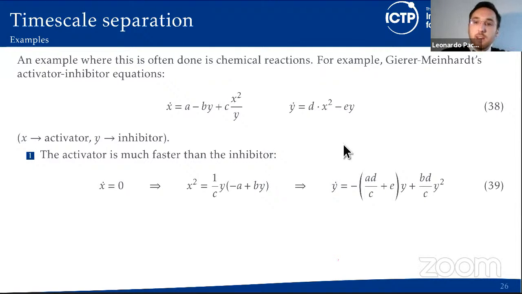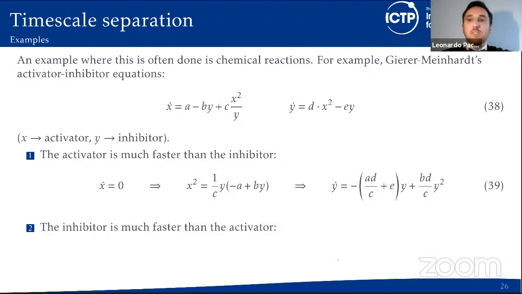Because in this case, Y is the slow variable, and so we can describe the system only through this equation. On the other hand, let's assume that we know that the inhibitor is much faster than the activator.